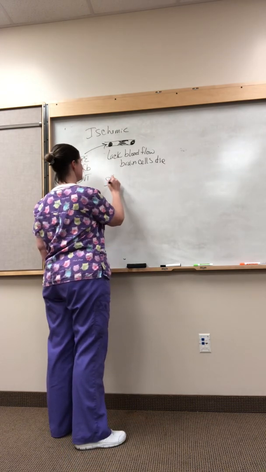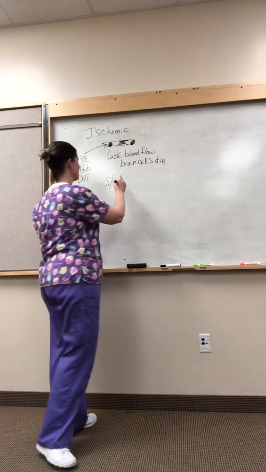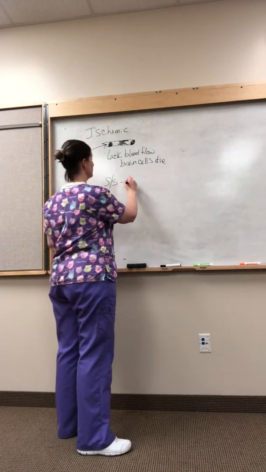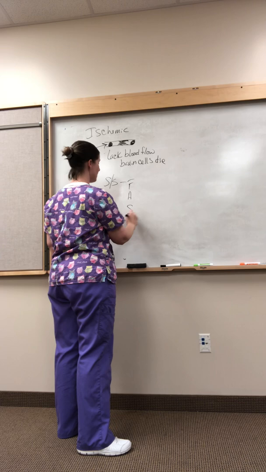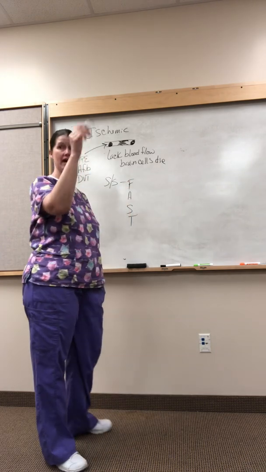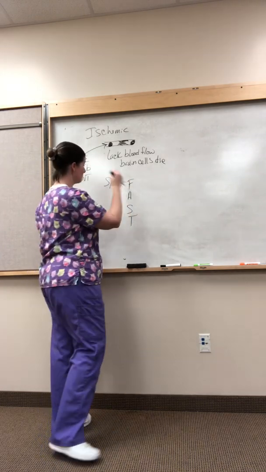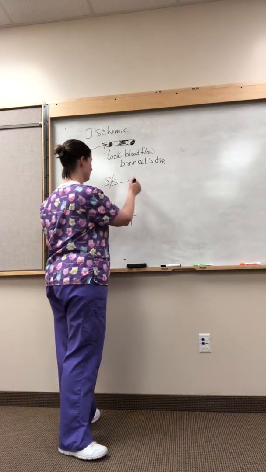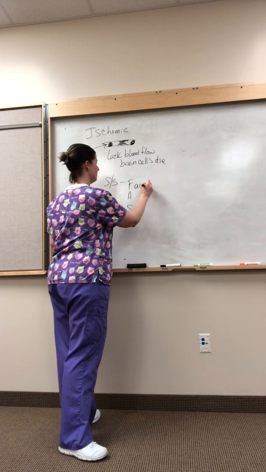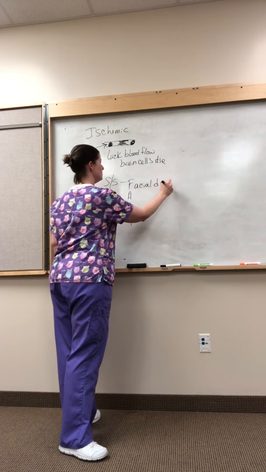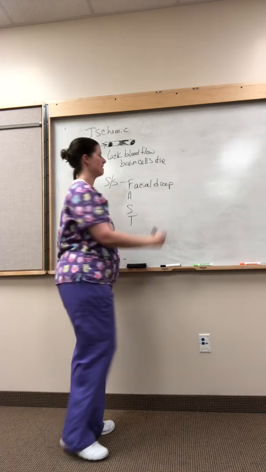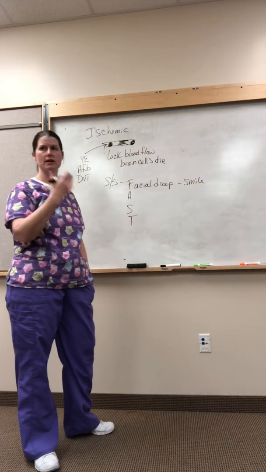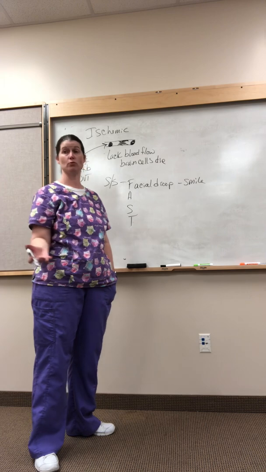So signs and symptoms. You're going to think FAST. And I know they've added the BE-FAST, but we're just going to do this for now. So what does the F stand for? Face. So facial droop. How do you assess that? Ask them to smile. Just asking them to smile, and if one side doesn't go up, then they have facial droop.